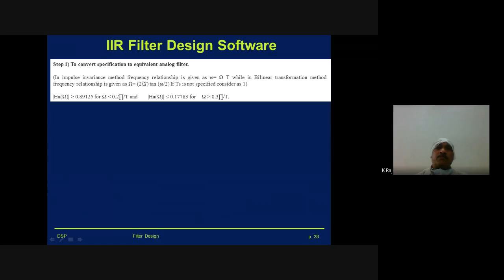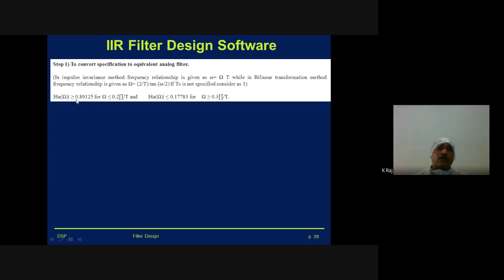Suppose we are using the impulse invariance method, then we have to use omega equal to capital omega T, and from here we can derive that capital omega is equal to 2 by T tan omega by 2. This is suitable for the bilinear transformation. So suppose we are using the bilinear transformation in order to convert the digital frequency into the analog frequency, and if Ts, the sampling time period, is not given, then we will consider it equal to 1.